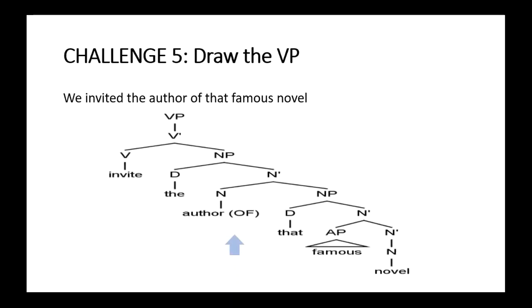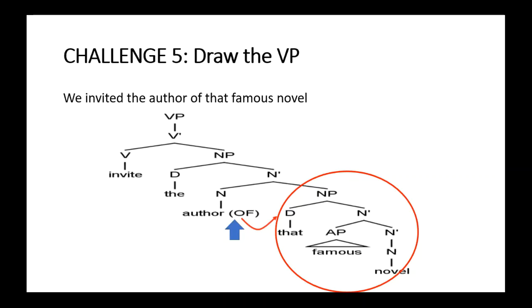Okay, here's the structure: we invited the author of that famous novel. We insert of in this case because we have a noun phrase, and that noun phrase is a complement of another noun. Whenever you have a noun as a complement of another noun, you're going to insert that of. Now, we're going to check and make sure that every noun phrase gets case. Let's start with the low noun phrase, that famous novel. What case does that noun phrase get?